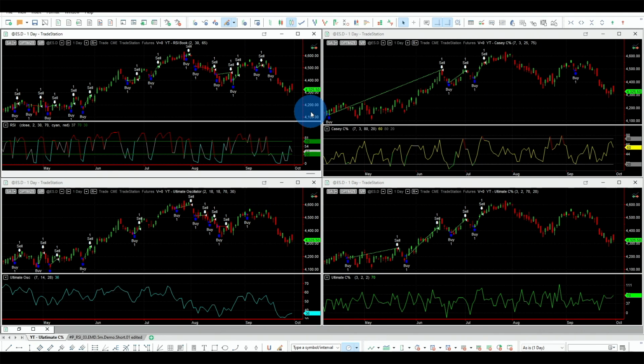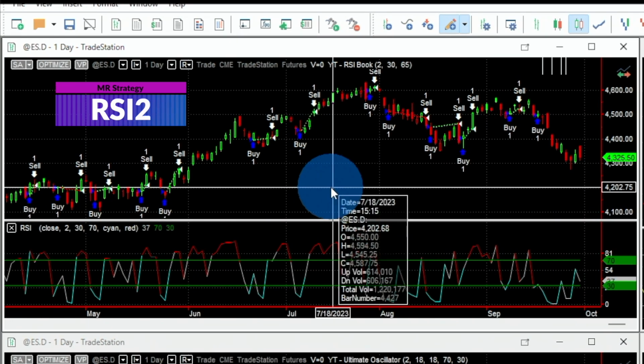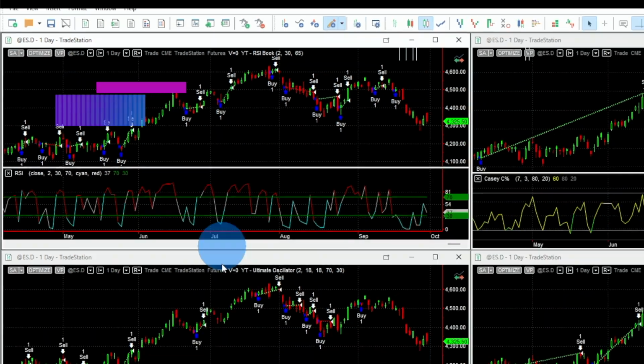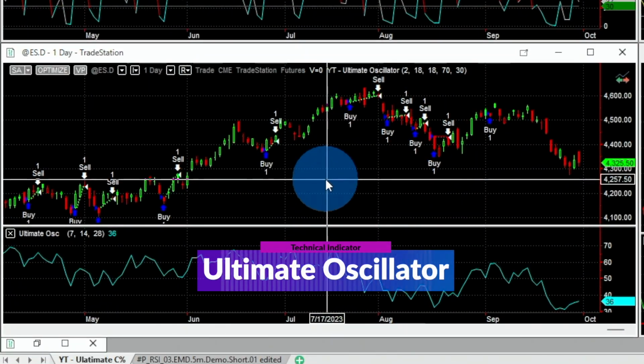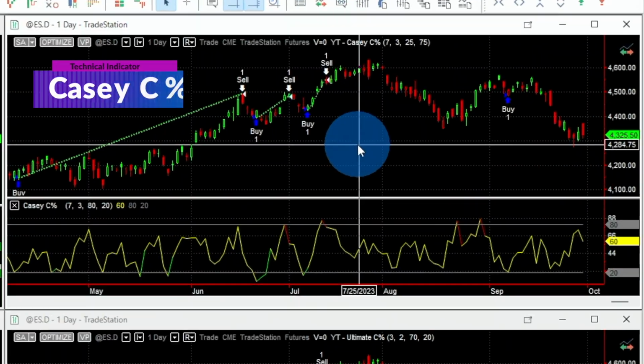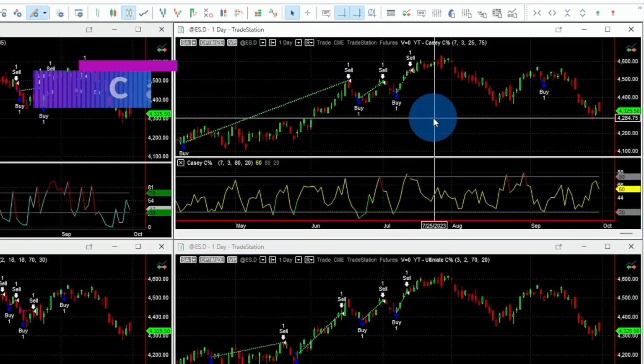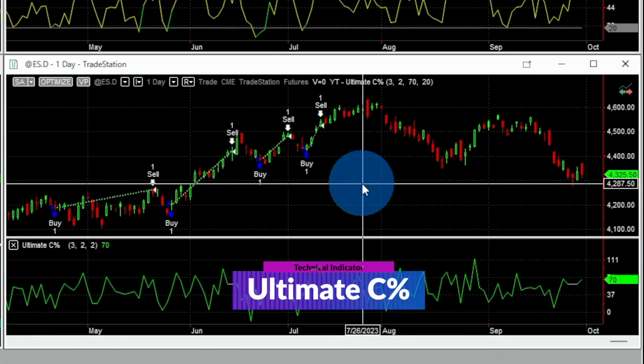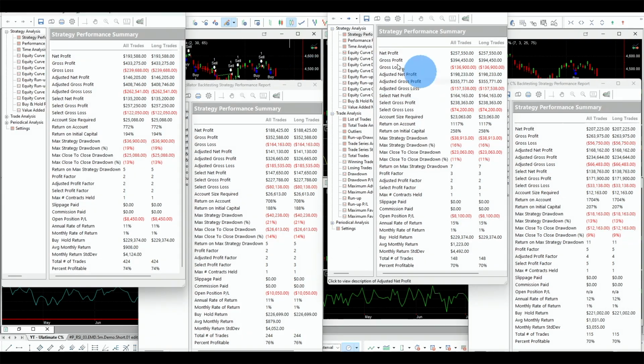So now I have 4 charts of the same instrument, the E-mini futures of the S&P 500, but now each chart has a different strategy applied to it using a different indicator. So here, top left is the RSI2, bottom left is the Ultimate Oscillator, top right is the KCC%, and bottom right is the Ultimate C%. And here are the report cards for each strategy.